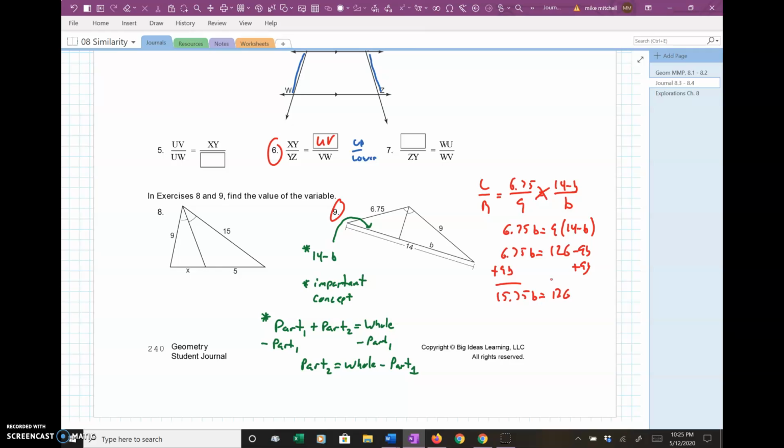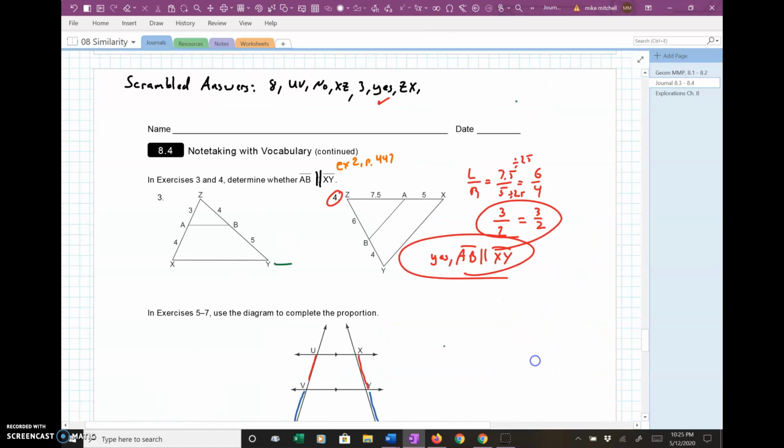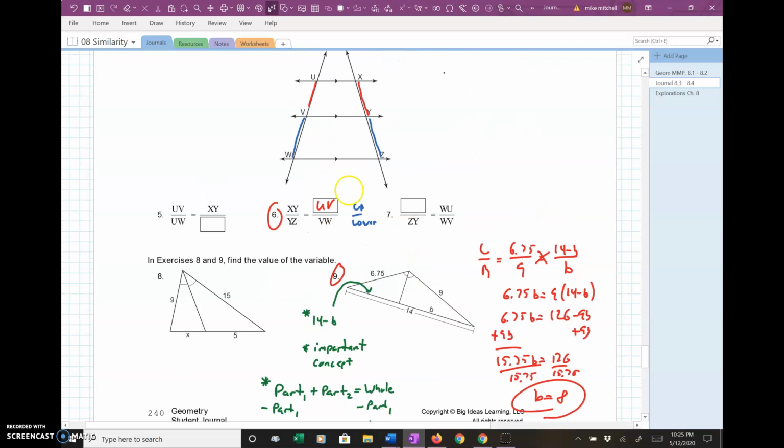126 divided by 15.75. Get 8 even. B is equal to 8. Let's check that out. There's my UV. I never checked that. There's my UV. There's my 8. So those checked out.